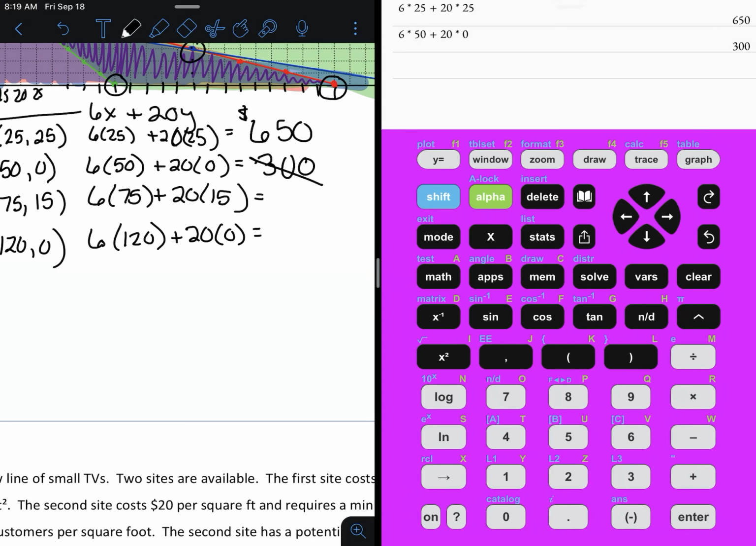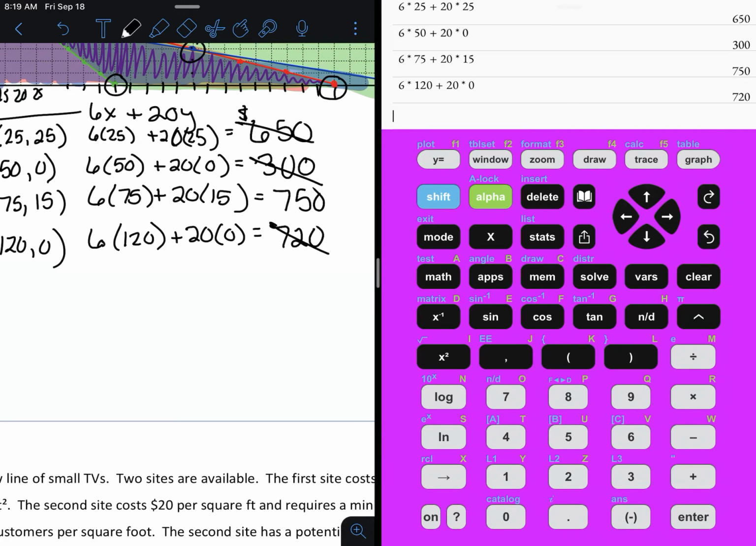That's not my max. 6 times 75 plus 20 times 15. Oh, there we go. $750 is my new max. 6 times 120 plus 20 times 0 is only $720. So that's close, but that's not it.